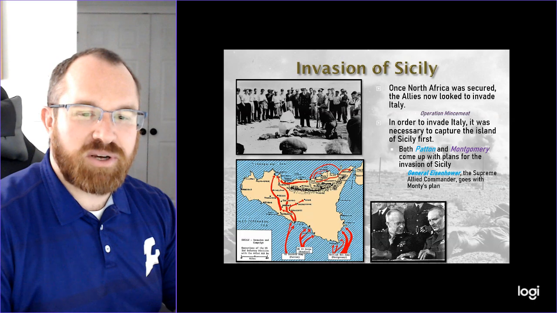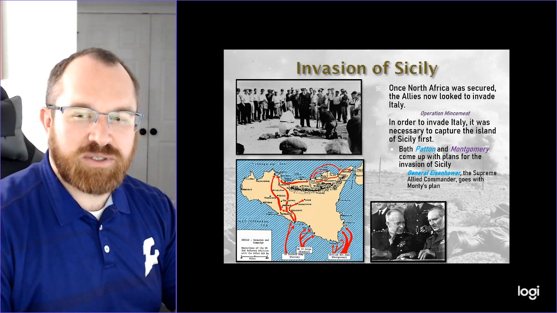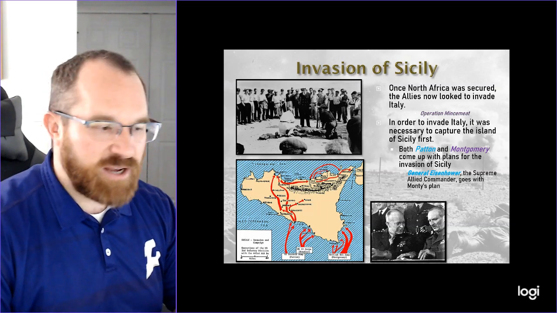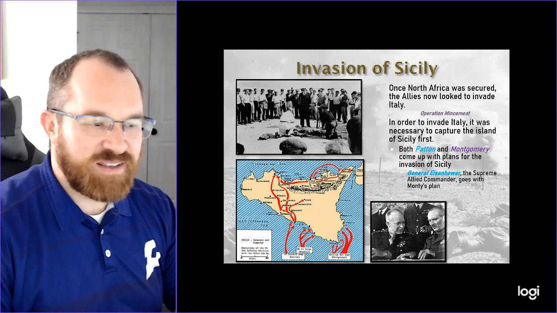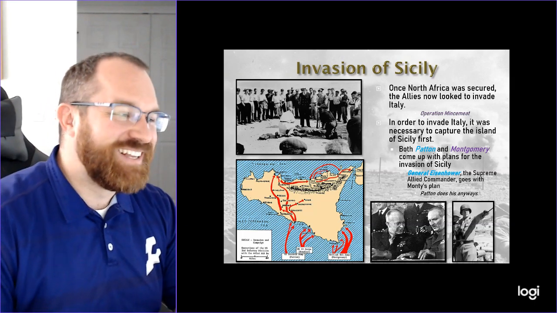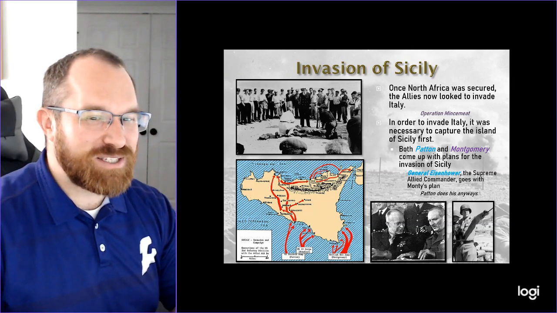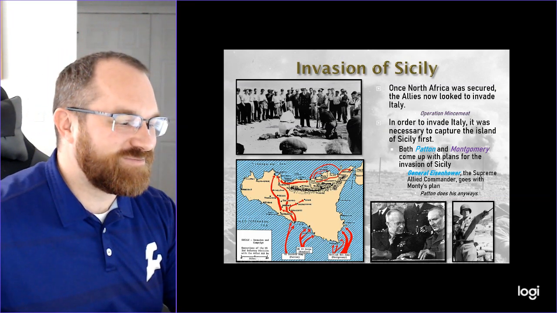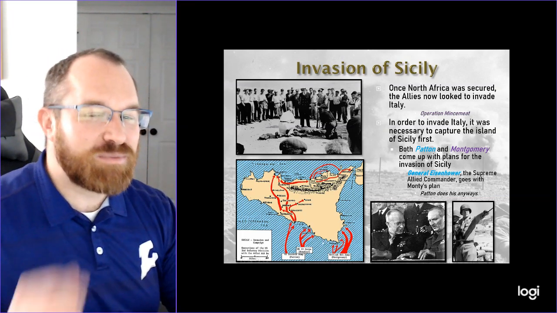Kind of give the British their due. They're the ones that have been suffering the most, so in this case, if both plans seem like they might work, we'll just go with Monty's plan. Patton is livid. He knows his plan's better, so he does his plan anyways. So he still follows what he's supposed to. He doesn't completely go off and not do what he's ordered to do, but he splits his army up.